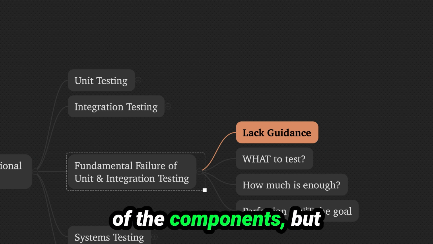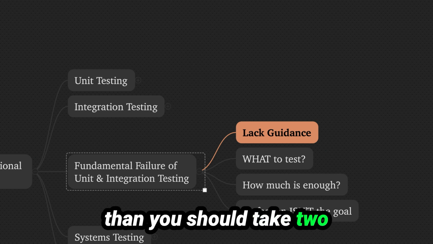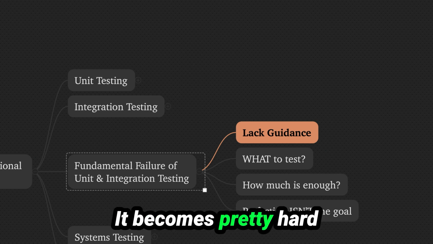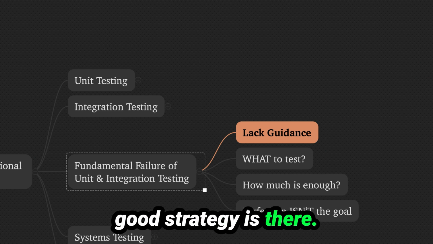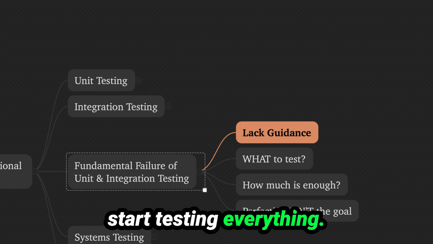You're only testing some of the components. But integration testing doesn't give you any guidance other than you should take two things that are separate and test them together. That's all it tells you. It becomes pretty hard to figure out what a good strategy is there. Quite often teams get into the weeds with integration testing and they just start testing everything.